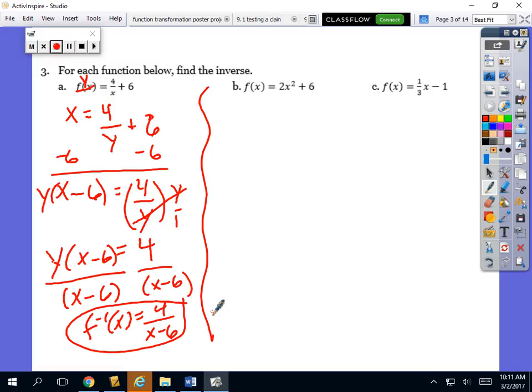Okay, the second one is a quadratic, so we know that for a quadratic, x has to be greater than the x value at your vertex, so your domain has to start at 0. And we're going to switch our x and y, and then solve for y.